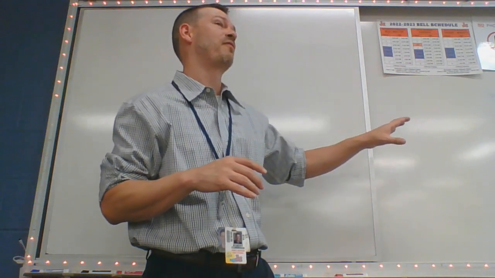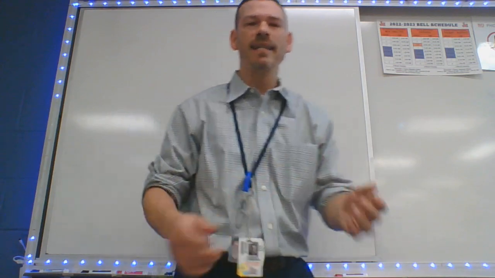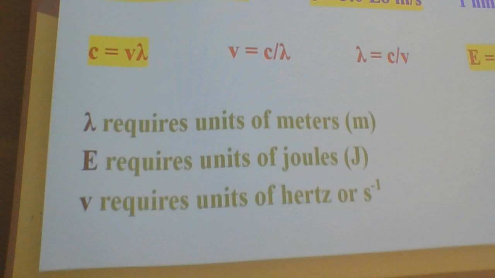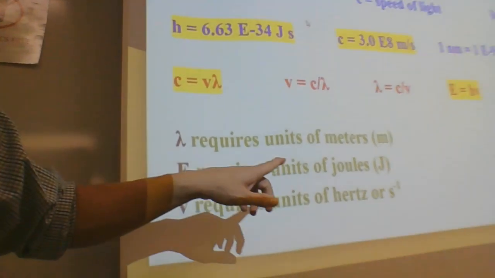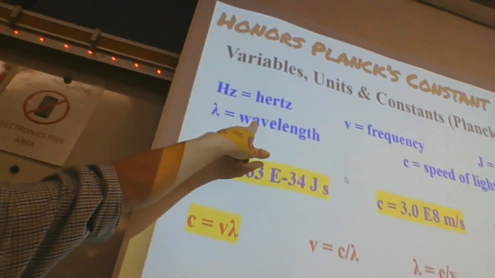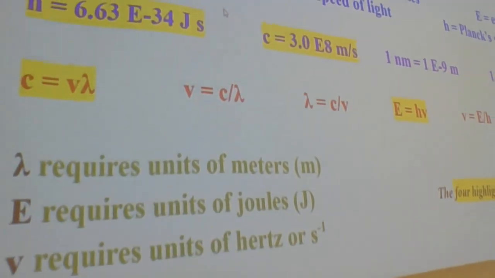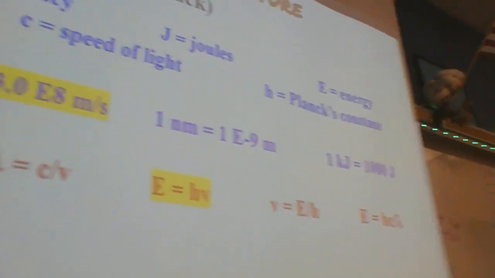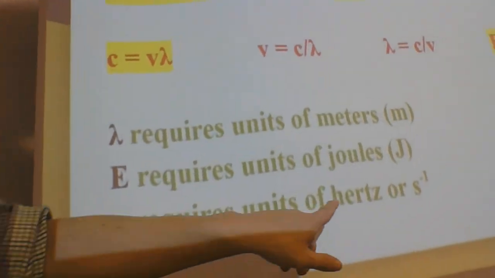Sorry. Finally, and probably the most important stuff on the screen, is the green at the bottom. What it does there, I'm going to give you motion sickness, is it gives you the units that are required for all of the red equations. Lambda, which is wavelength, is measured in meters. Energy is measured in joules. Of course, E is energy. And V is frequency, and it's measured in hertz or s minus 1.